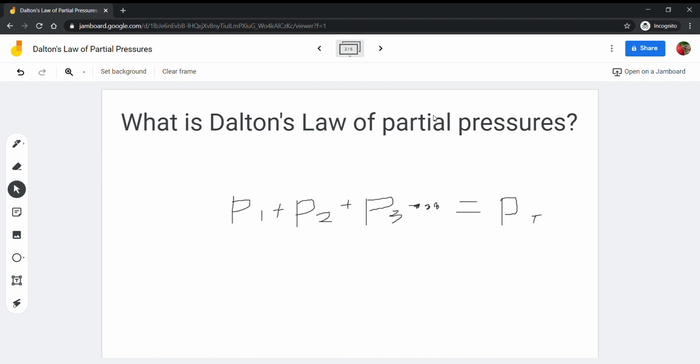So what is Dalton's law of partial pressures? It's a fairly intuitive concept. Basically, all the partial pressures inside a rigid flask, all the pressures added up, will equal the total pressure. And so it's a fairly basic concept, and we're just going to reinforce the idea with some quick practice problems.